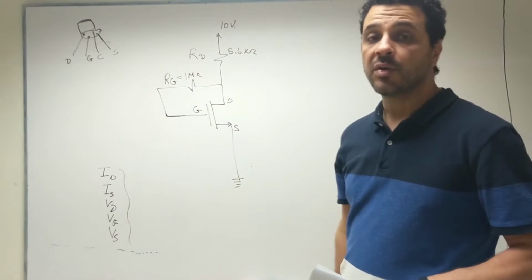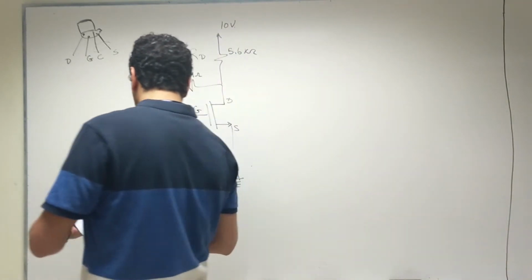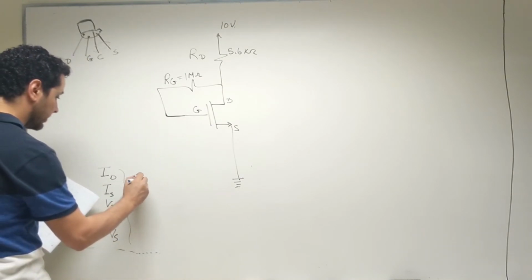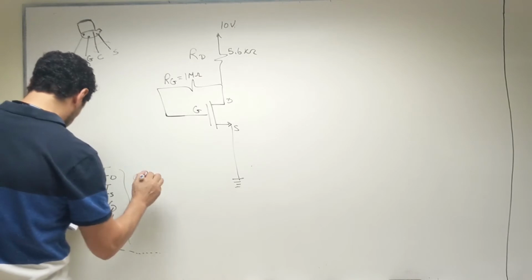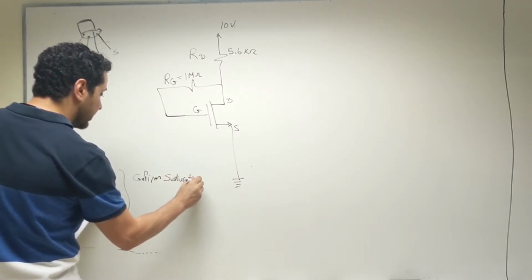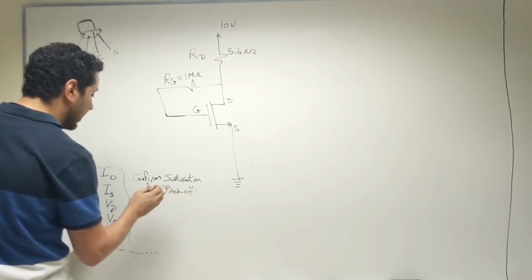Once you do these measurements, you need to confirm that the transistor is biased in the correct amplifying region, which is the saturation region, or sometimes we call it the pinch-off region. How to confirm this?